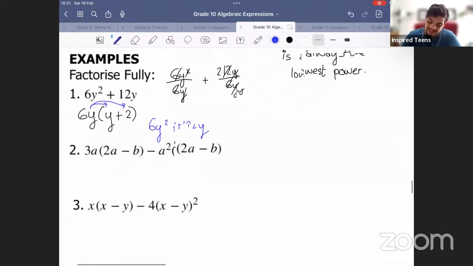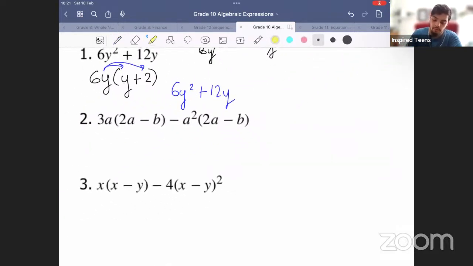Okay, let's look at the second example, right? We're busy with common factor. We have 3a open brackets 2a minus b minus a squared open brackets 2a minus b.